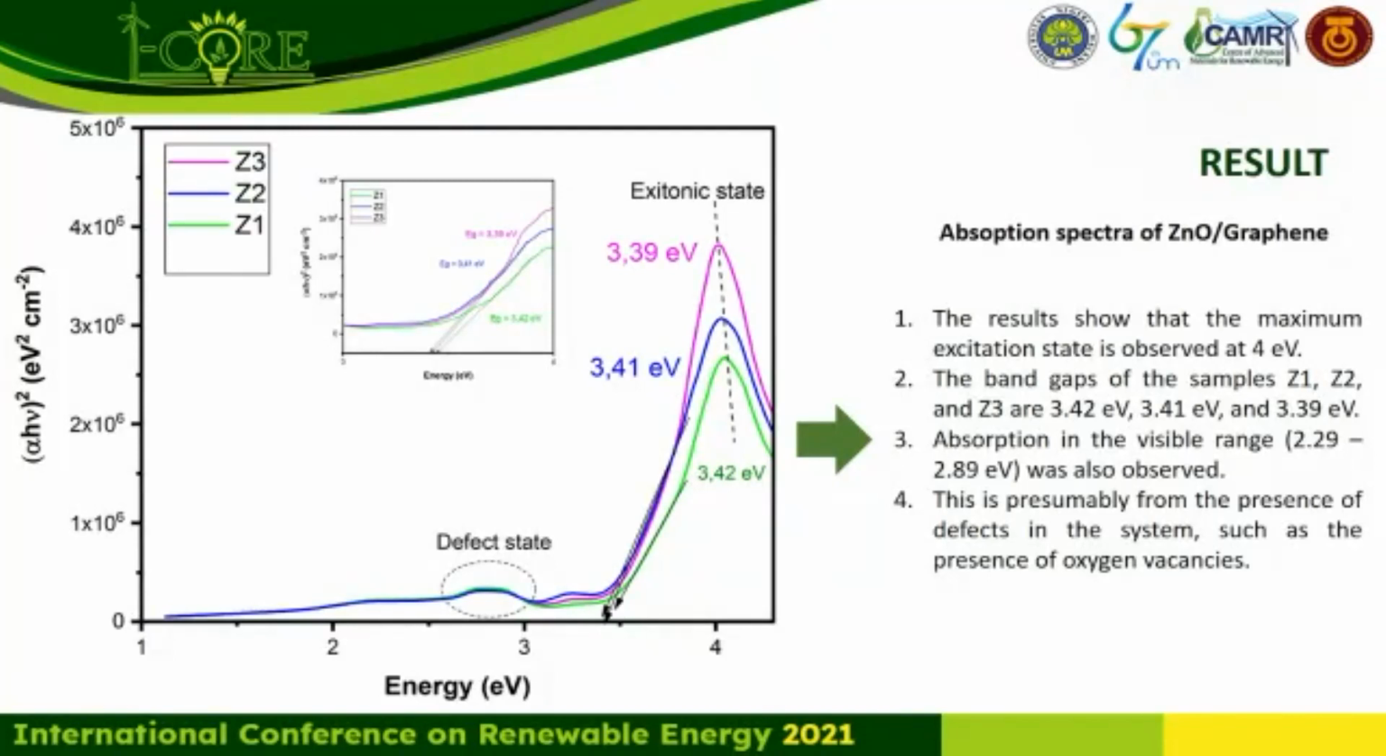The band gaps of the samples Z1, Z2, and Z3 are shown in the green, blue, and purple lines. Absorption in the visible range was also observed. This is presumably from the presence of defects in the system, such as oxygen vacancies.